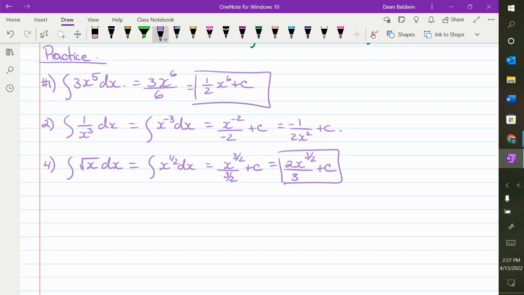All right, how do you check? You do the derivative, and see if you get the original back. And you can see if you drop down the 3 over 2, it's going to cancel with 2 over 3. All right? So how does this give us the area underneath the curve?